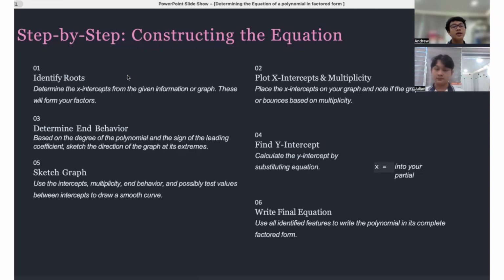Then find the y-intercept. We can find the y-intercept by substituting the value in our given polynomial, and then we have to sketch the graph. We can sketch the graph by using the x-intercepts, multiplicity, end behavior, and tested values, and then we can write the polynomial equation.